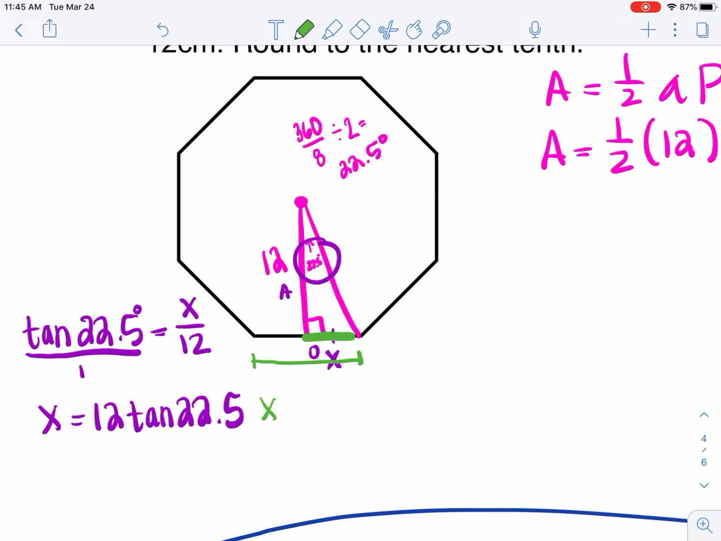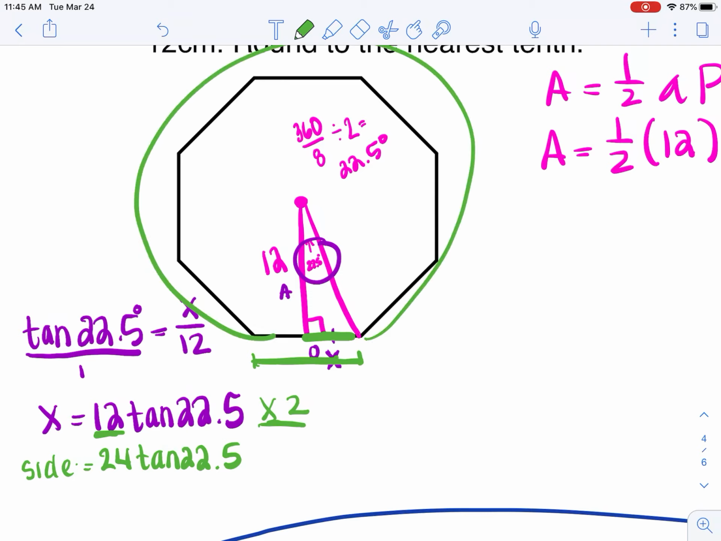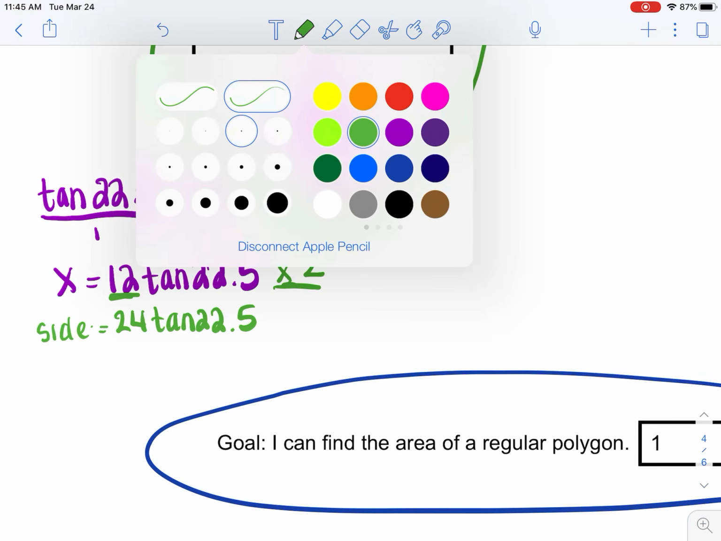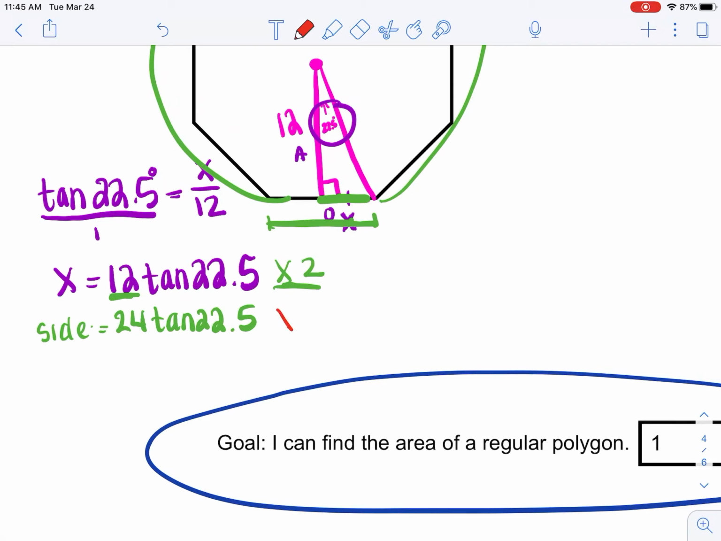How do I get the length of one side? I would have to multiply this by 2. So that is one side, all right. If I multiply this times 2, all I have to do is double 12. So that's 24 tangent of 22.5. All right, well, now that I have the one side, how do I get the perimeter? Well, there's 8 sides, so now I have to multiply my answer by 8.